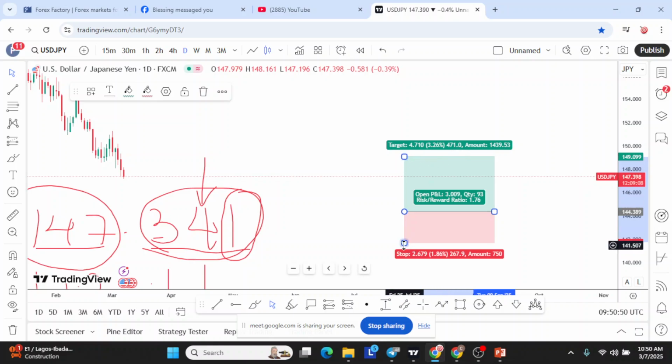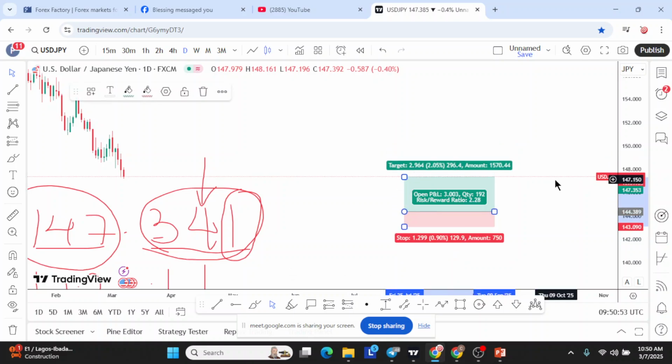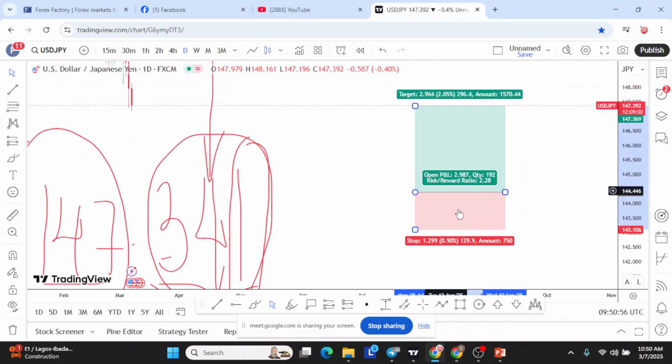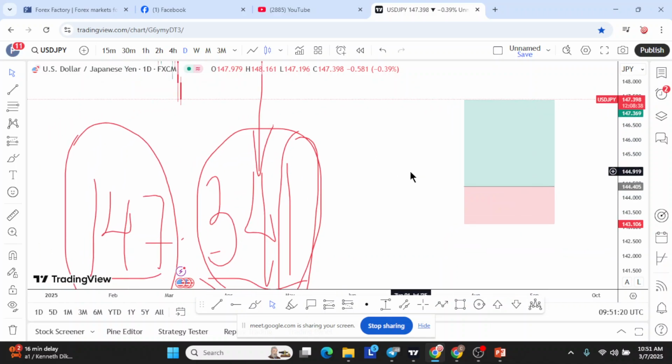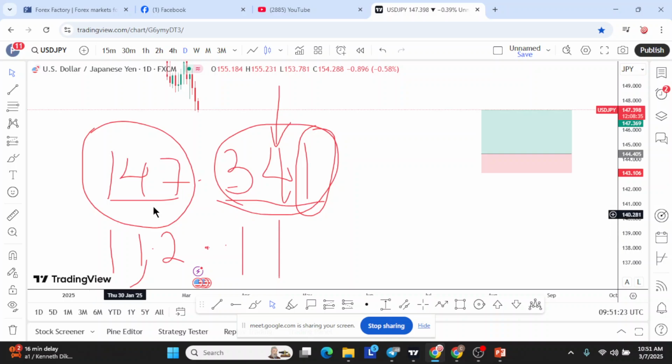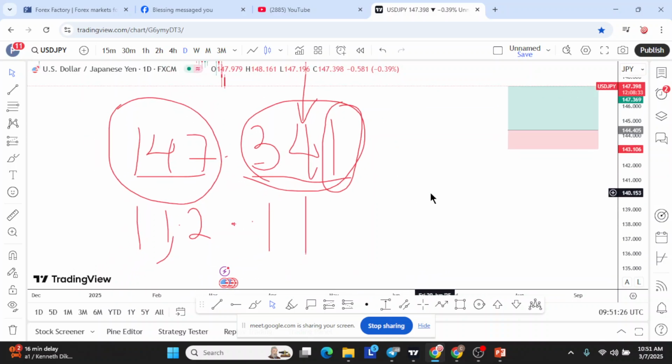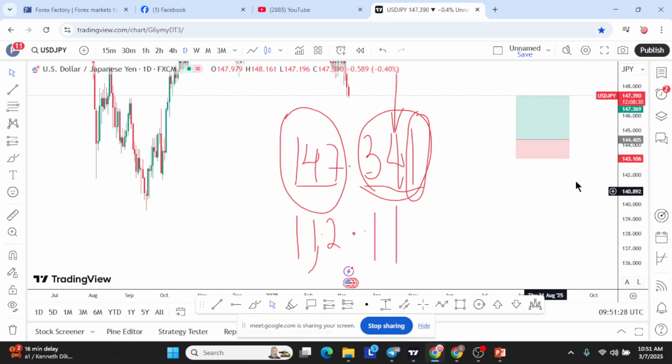So let me try to readjust it again, and then you tell me what we have now. So what do we have now? At the stop. 296. At the stop. Stop loss. Yes, stop loss. What do we have? 129. Yeah, 129. And then the target here, what do we have? 296. Yeah, 296. So that is the difference when calculating for currency that have the JPY in its pairing.